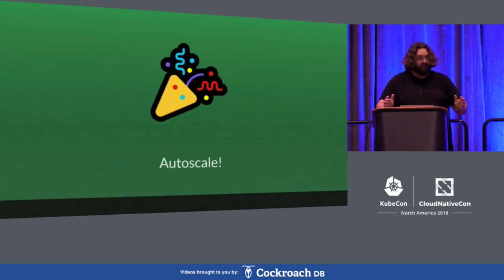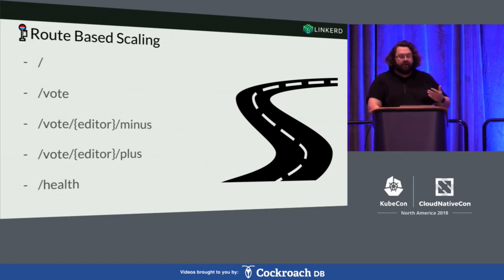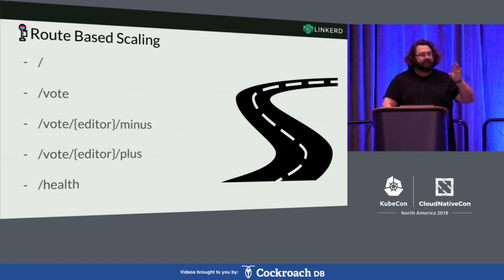That's it. But I want to talk a little bit about the cool things that you can do on top of this. And to get started, I want to talk a little bit about route-based scaling. So in the latest version of Linkerd, we added the ability to not just get latency on a service, which is useful, but to get latency on a route-by-route basis.